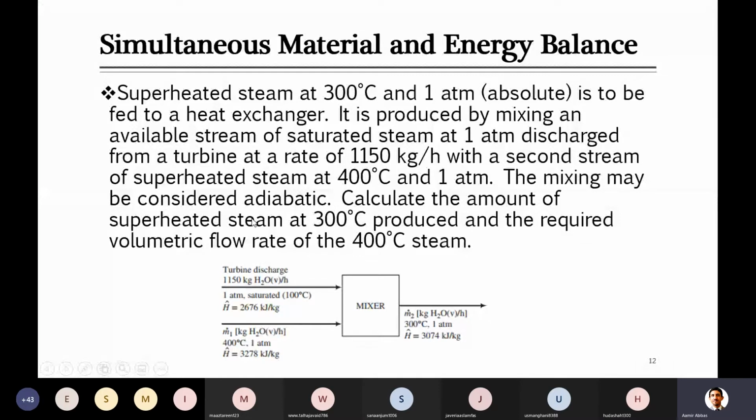Here he didn't ask you to find the value of something energy type. He asked for the amount of this steam which is produced at 300 degrees C and the required volumetric flow of the 400 degrees centigrade steam. You can look at the diagram. All this statement is very clearly explained in the diagram. So even if the diagram is not given, you know that first of all you should draw the diagram and put all the information on it, whatever is given, whatever is asked.